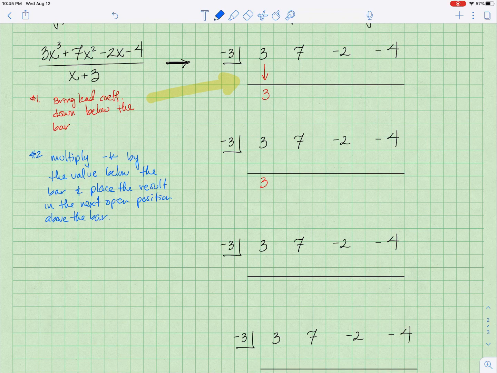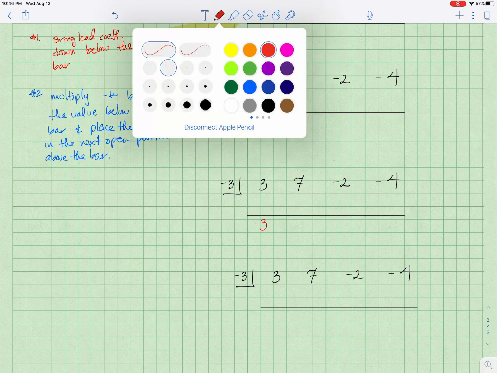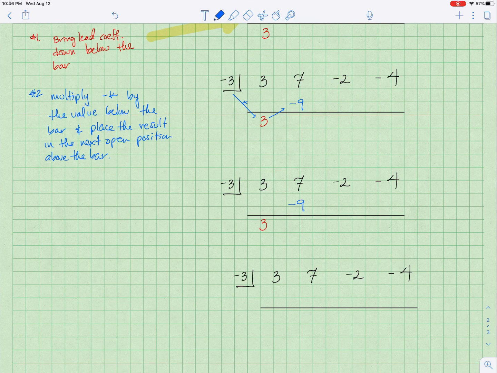So, what are we talking about here? Well, we're talking about multiplying. That's negative 3 times 3, and the result is going to be a negative 9. Okay. So what do we have here? We have a 3, and we have our negative 9.